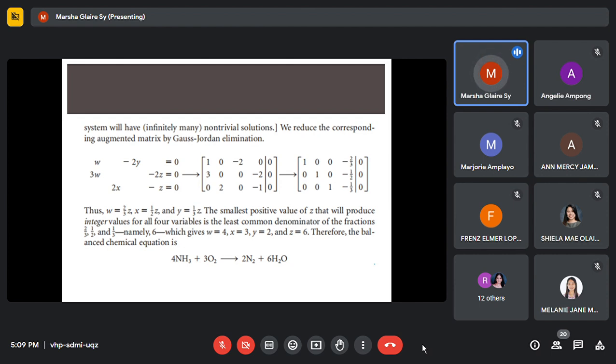So if we are going to reduce this one, 2 third: 6 times 2 is equal to 12 divided by 3 is equal to 4. We have here the 1 half: 6 times 1 is equal to 6, divided by 2 is equal to 3. So we have here our X, which is 3. And for one third, 6 times 1 is equal to 6 divided by 3, so we have here our Y is 2 and our Z is 6.